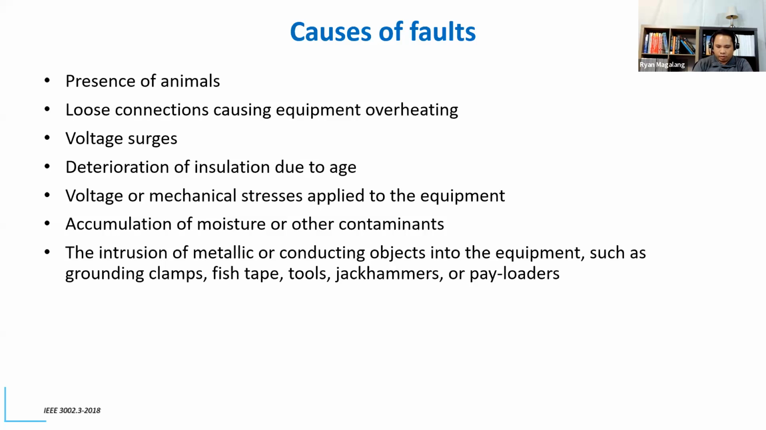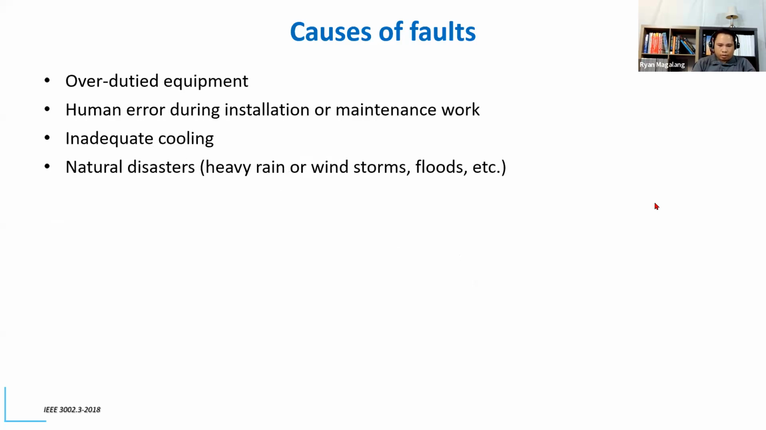So these are some of the things mentioned here. I'm not going to mention everything. Overduty equipment, human error, inadequate cooling. So this all goes back to different causes of faults, including natural disasters. Of course, when there are storms, overhead transmission lines and distribution lines could be broken and touch trees or the ground, and that could cause ground faults.